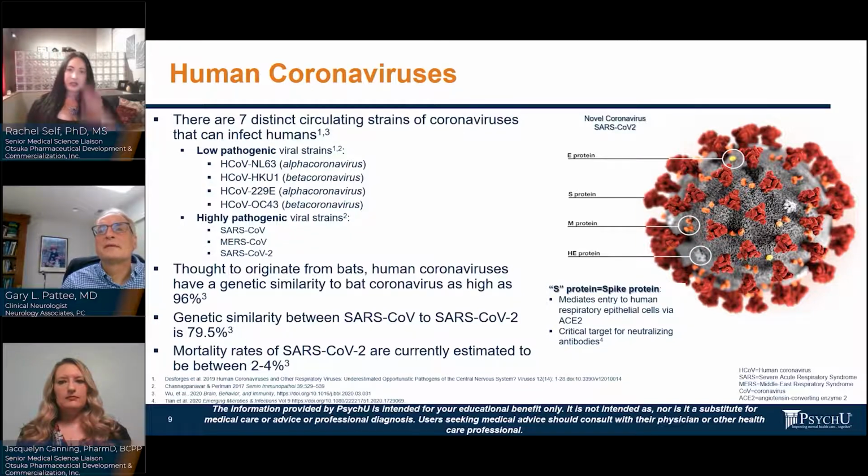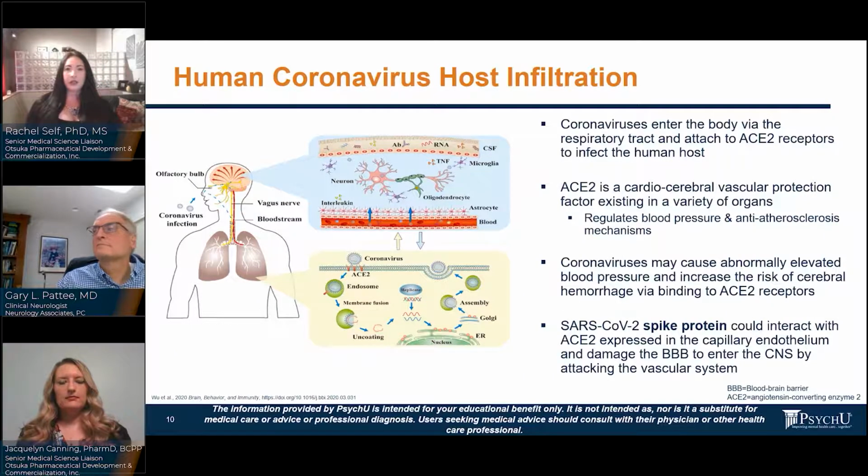So let's shift gears a little bit and talk about the infiltration that this novel coronavirus takes to get into the human host and some of the caveats there, where we're going to introduce another key player that people have probably heard a lot about in the media and would like to make heads or tails of, and that's the ACE2 receptor.